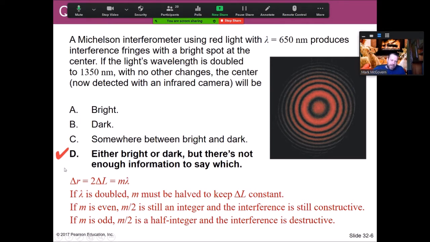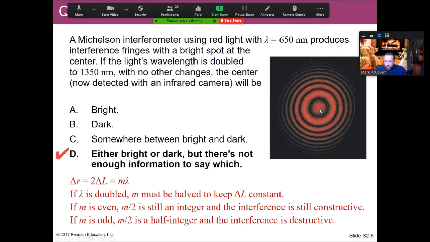Now, here's the tricky thing about this, though. If the value of m that's needed to keep delta L over 2 constant is still a whole number, well, you get constructive interference. You're going to have a dot in the middle. But if you halve m because you doubled lambda, it's possible that m originally was an odd number and that m over 2 is a half integer, and that means destructive interference. So we don't know at the moment.